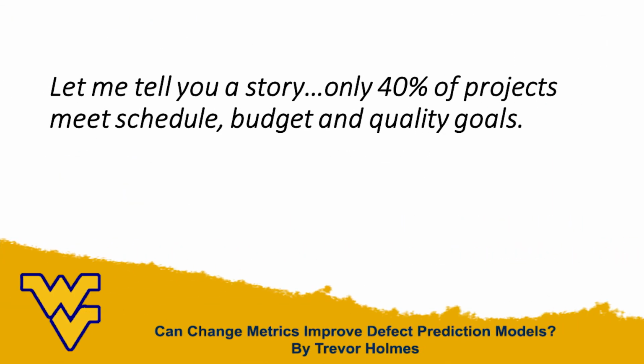Let me tell you a story. Did you know only 40% of software development projects meet schedule, budget, and quality goals? That's insane. We've been developing software since the 50s. If any other industry had that low a success rate or schedule rate, it'd be catastrophe. Imagine road work or building a house or almost any other industry or in the hospital. It'd be horrible. So how can we improve this rate?